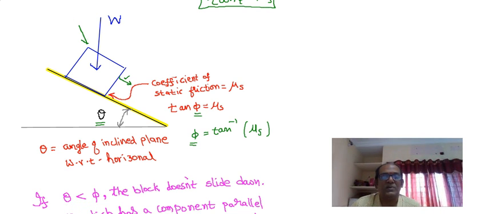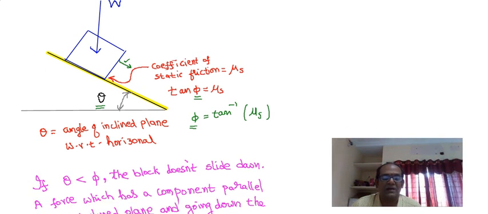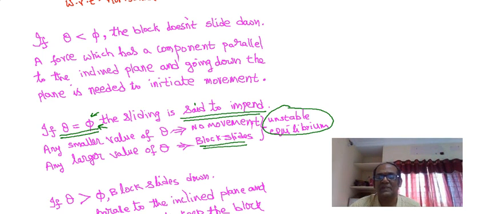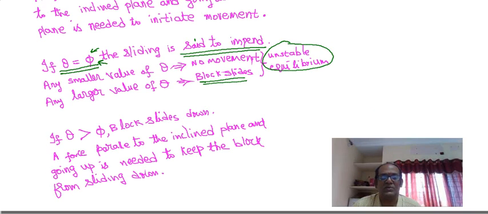The other two situations are when theta is equal to the angle of friction. If the angle of inclination is exactly equal to the angle of friction, the sliding is said to impend. That is, for values of theta slightly less than phi, sliding does not occur. For values of theta slightly greater than phi, the movement occurs and the block slides. That is, again we see this as an unstable equilibrium position.